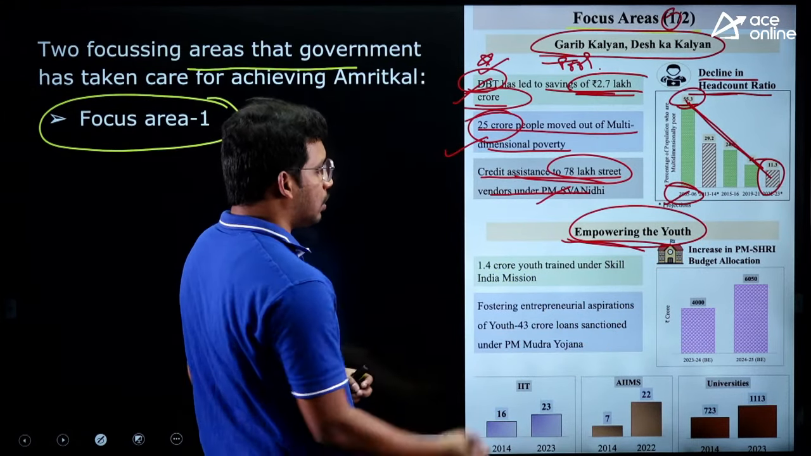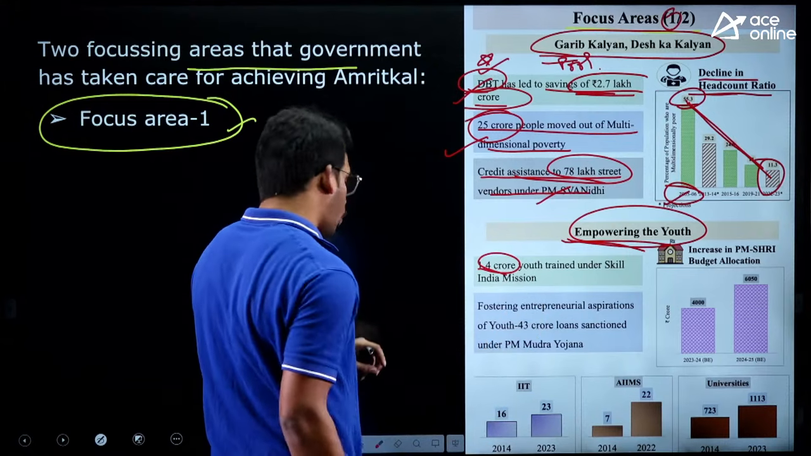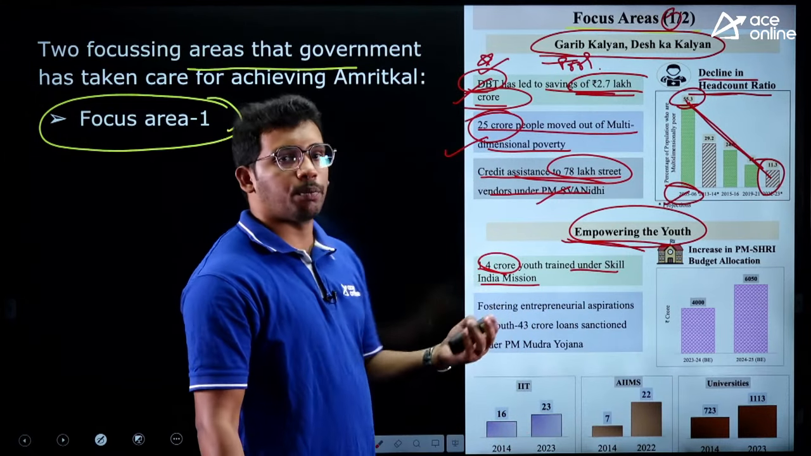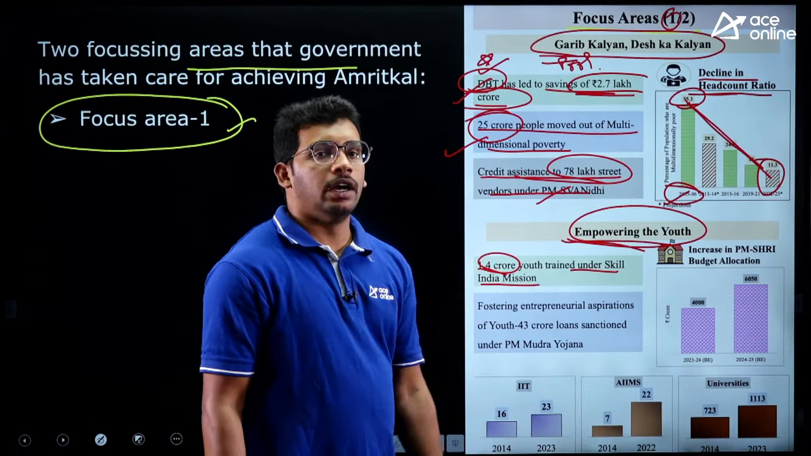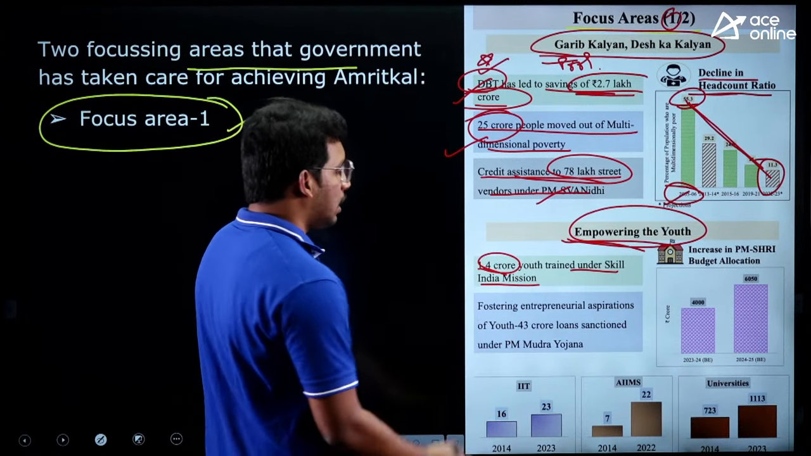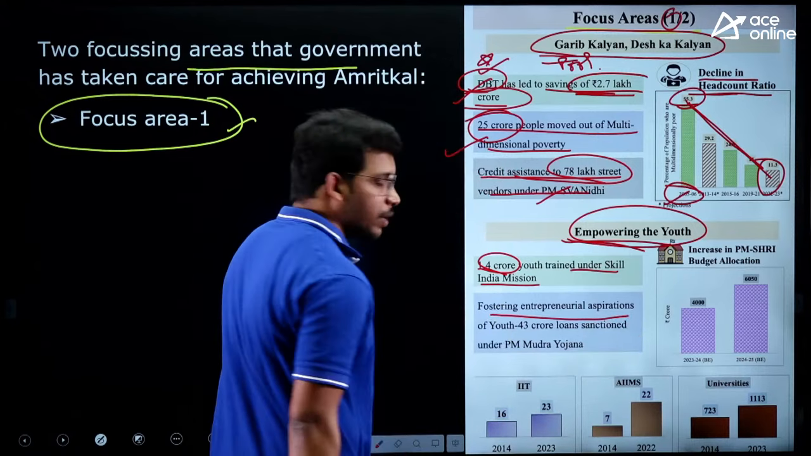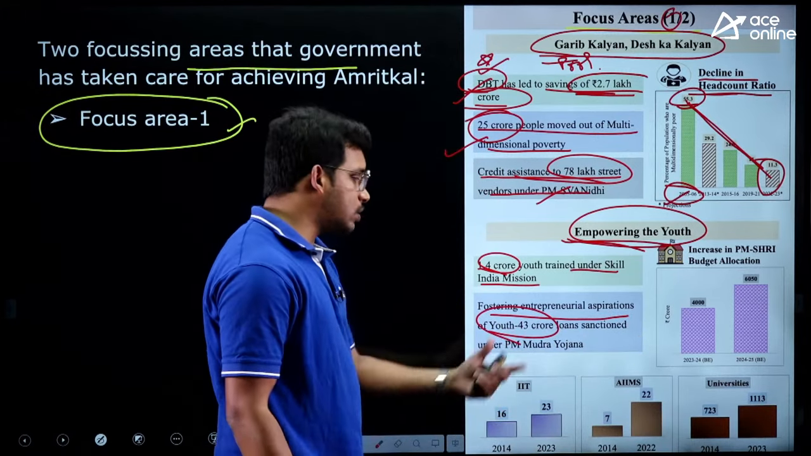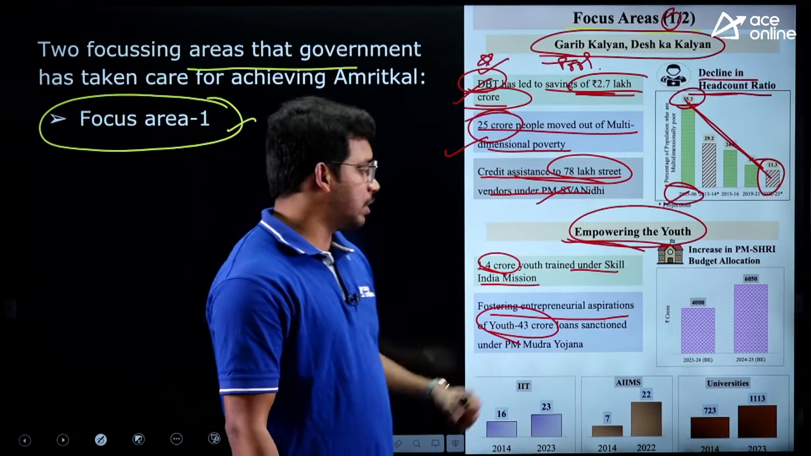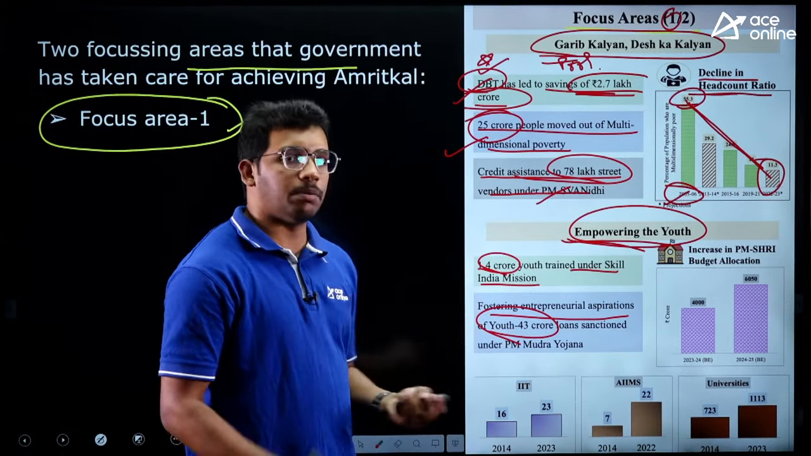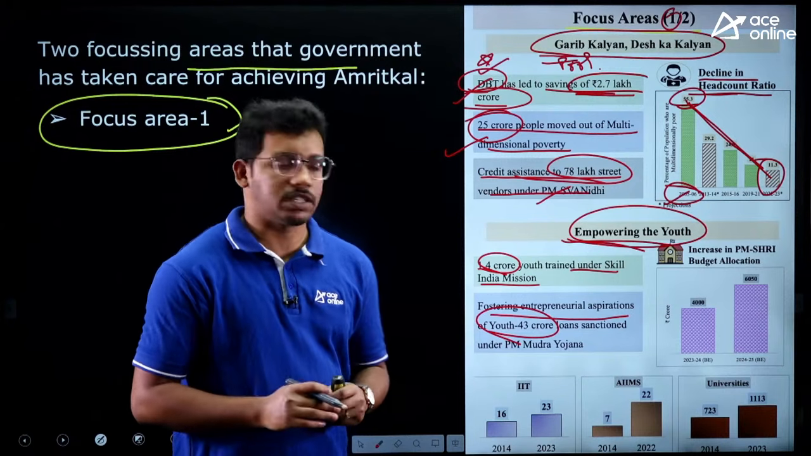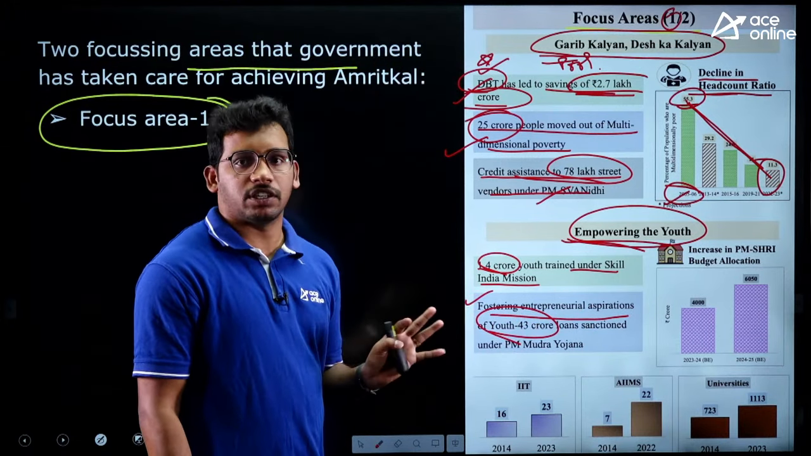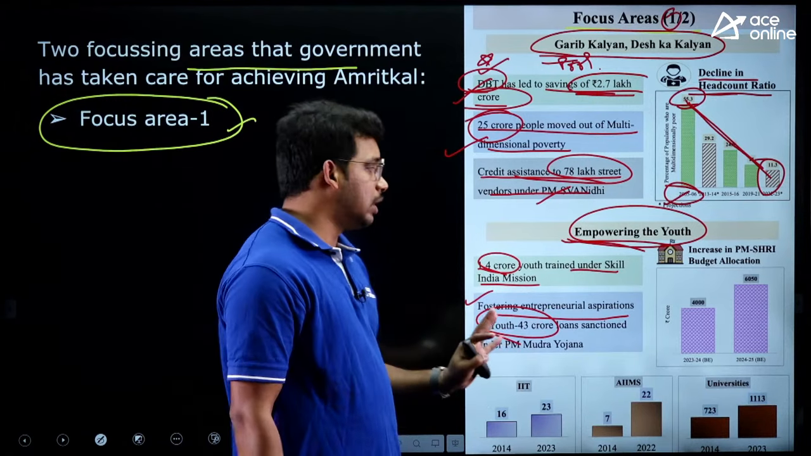There are 1.4 crore youth trained under the Skill India mission. The government is saying that 1.4 crore people have been trained under Skill India mission. Then fostering entrepreneurship, that means creating business, 43 crore loans sanctioned under the PM Mudra scheme, right? PM Mudra scheme is nothing but giving loans to small industries. The government is saying that 43 crore loans have been sanctioned under this scheme for the youth, right?